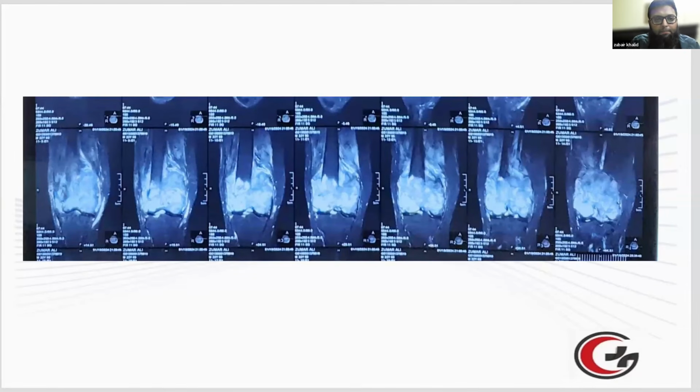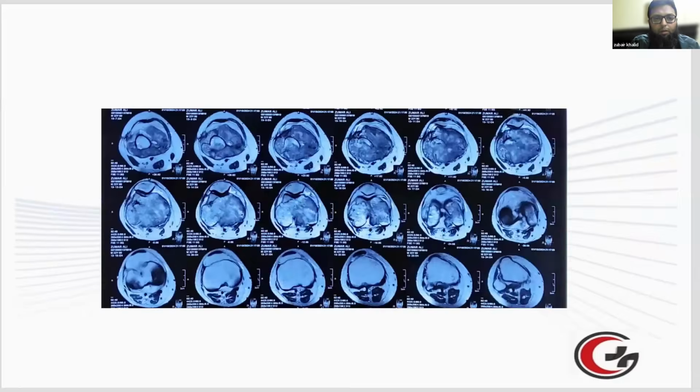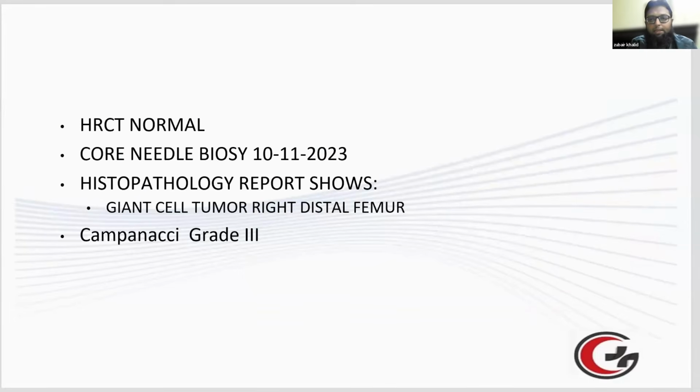We did the MRI and it showed extensive involvement of the adjacent soft tissue with preservation of the neurovascular tissue. We did the HRCT, which was normal at that time, and we planned for the tumor workup with core-needle biopsy, which showed a giant cell tumor of the right distal femur.